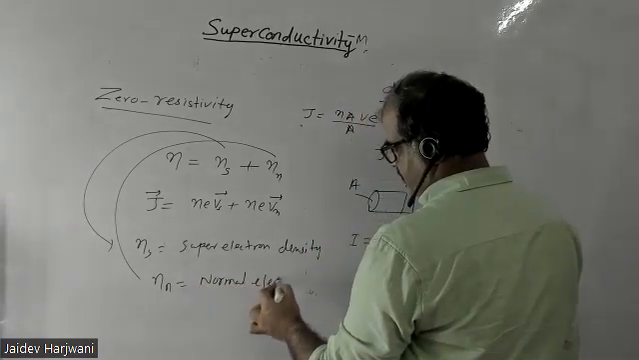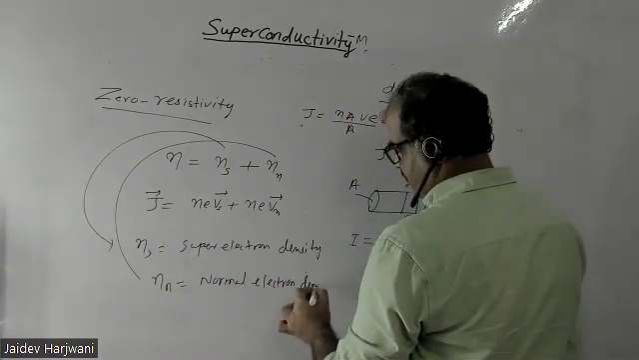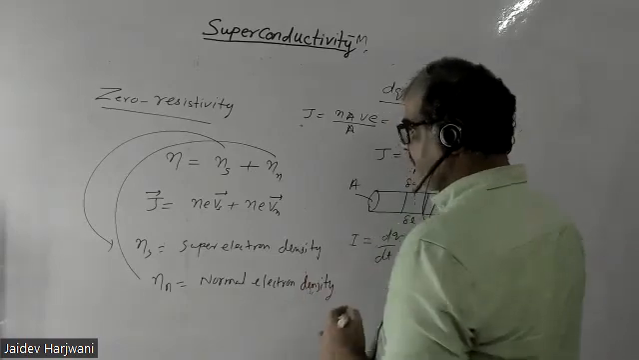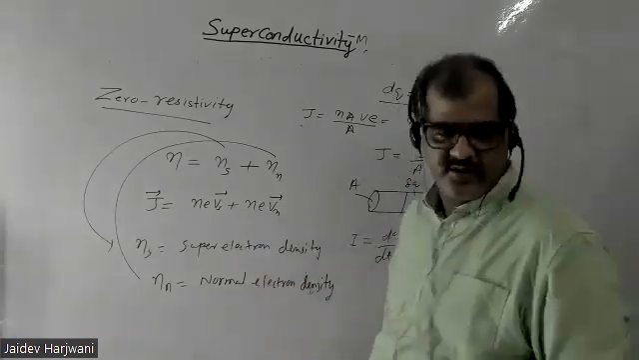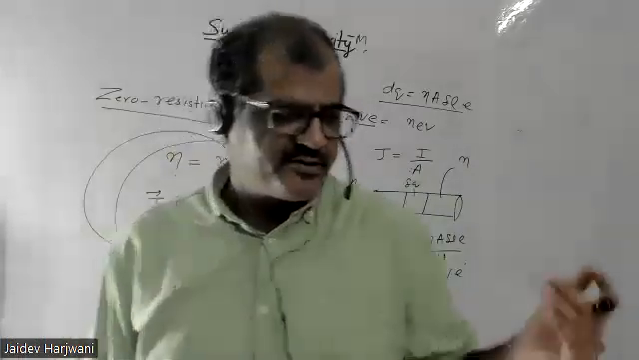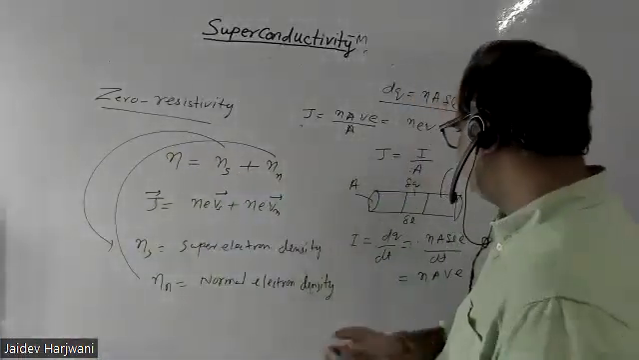Normal electron density. Similarly, Vs you can write the velocity of super electron, and Vn is the velocity of normal electron.